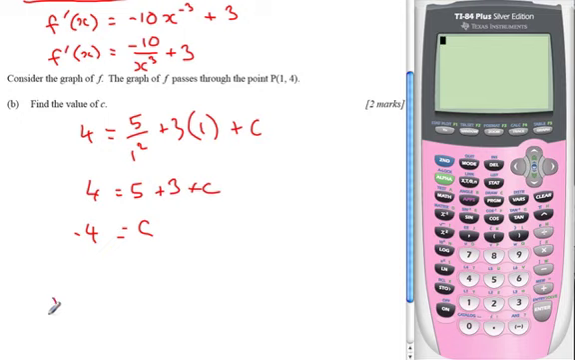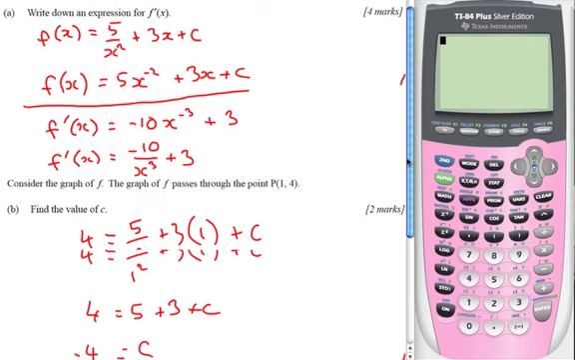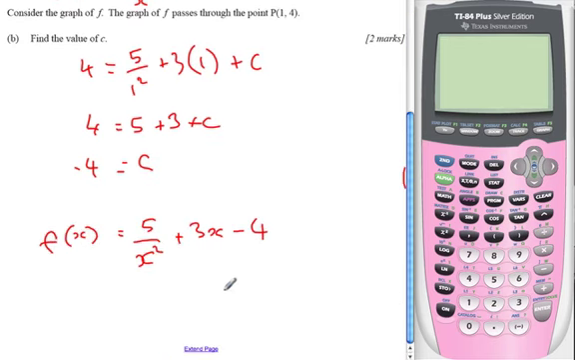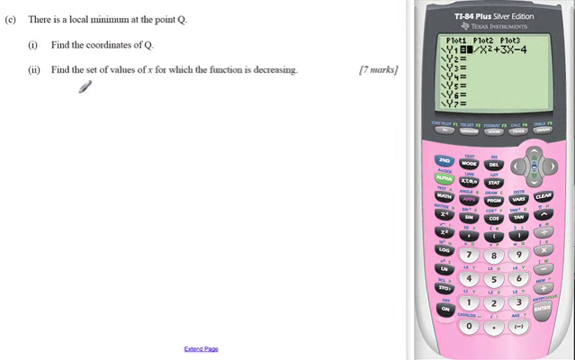So that means my function equals 5 over x squared add 3x minus 4. Just go back so you can see that. We've worked out c as negative 4, so now we know the whole function. If we know what the whole function is, that means we can put it in here. You can see I've already got it ready: 5 over x squared, add 3x minus 4. We're going to use that in the second bit.